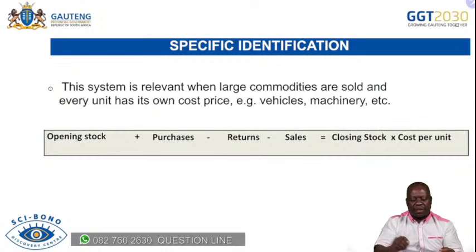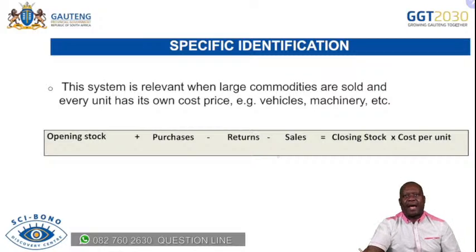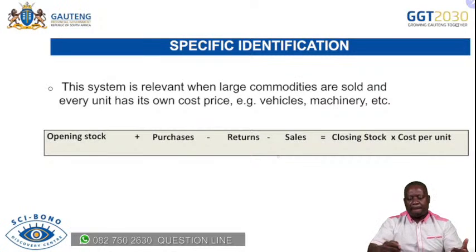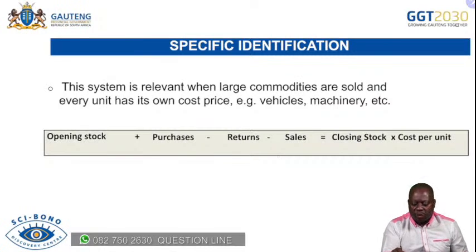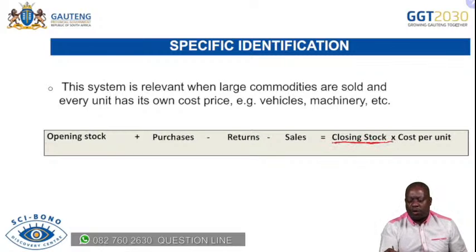But what are we doing with those ones? Remember, some of them have been sold. So we are going to say minus sales. Some of them we might return back to the supplier. So we are going to say minus returns. And then whatever we have remaining, we call these the closing stock units. But we multiply by the cost per unit.